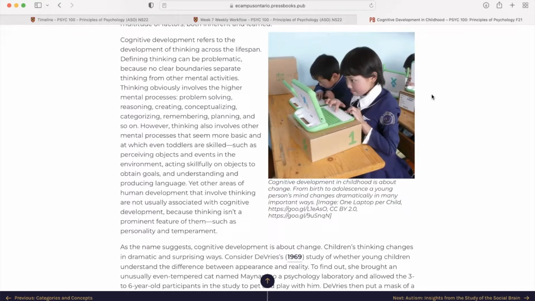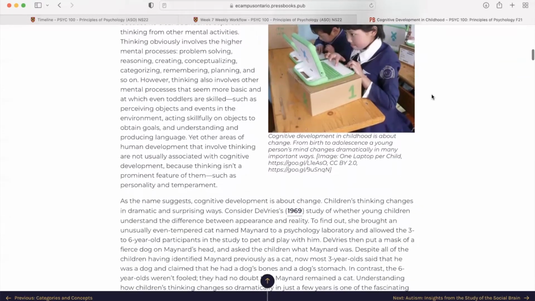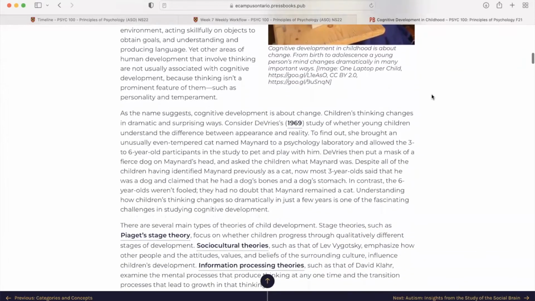Yet other areas of human development that involve thinking are not usually associated with cognitive development because thinking isn't a prominent feature of them, such as personality and temperament. As the name suggests, cognitive development is about change. Children's thinking changes in dramatic and surprising ways.